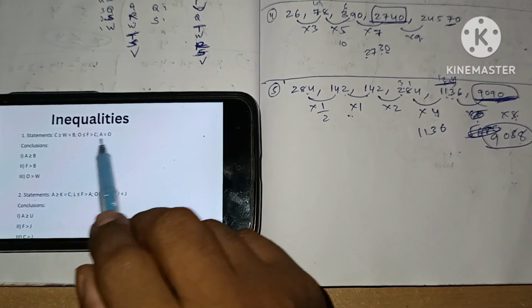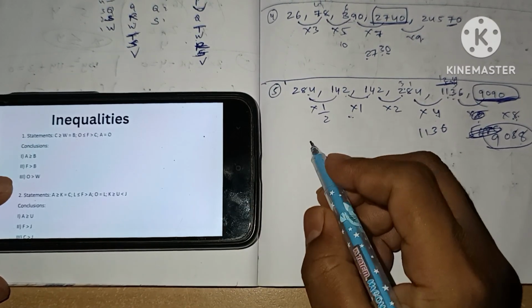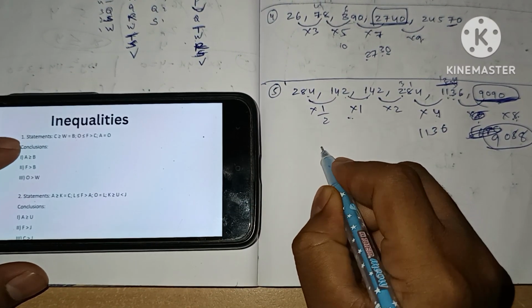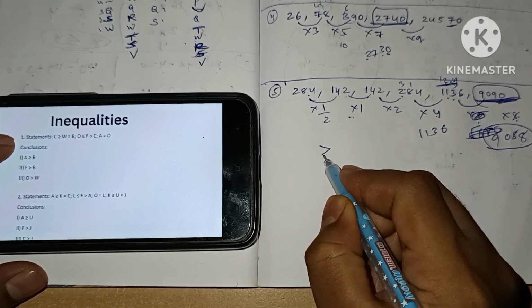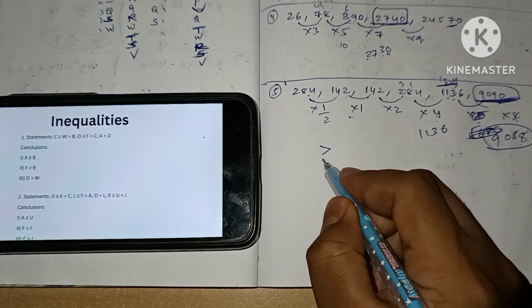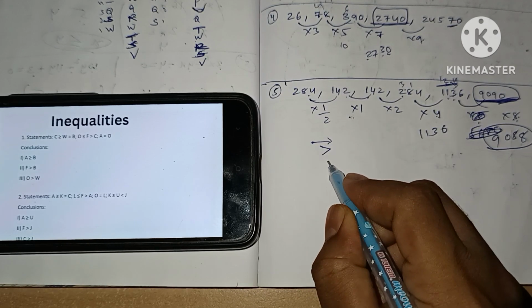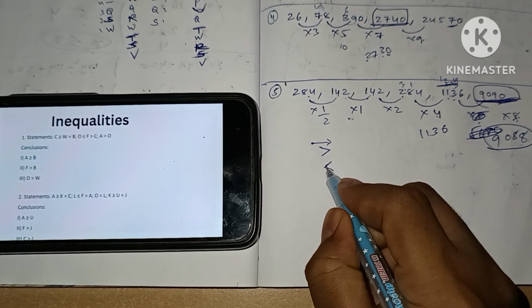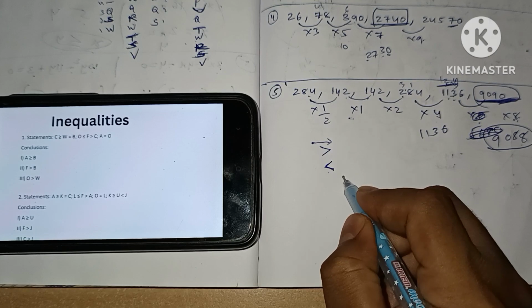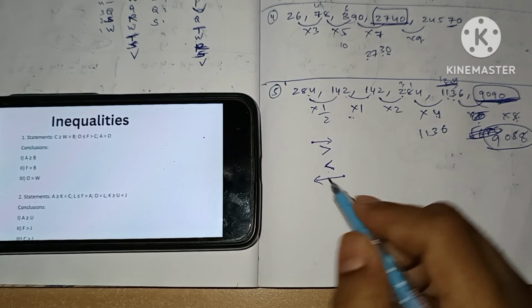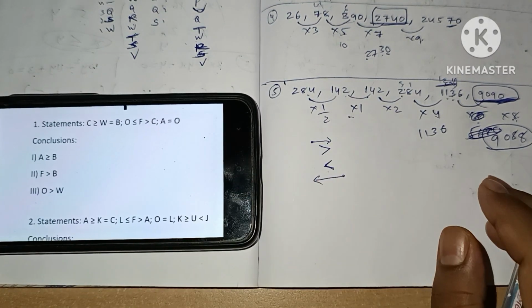Now we are going to see inequalities. The method we are using to solve inequalities is flow method. What the flow method is, if we see a symbol like this, we assume that the flow is from this side to this side. If we see a symbol like this, we assume the flow is from this side to this side. Let's see with the conclusions directly with the questions.